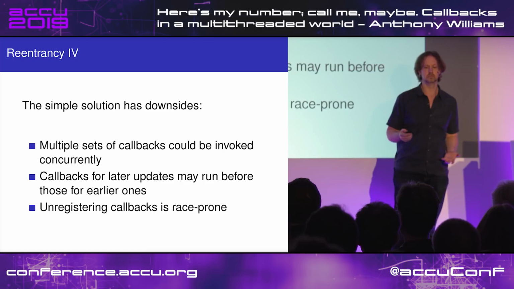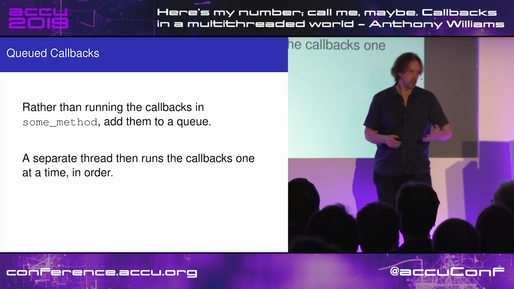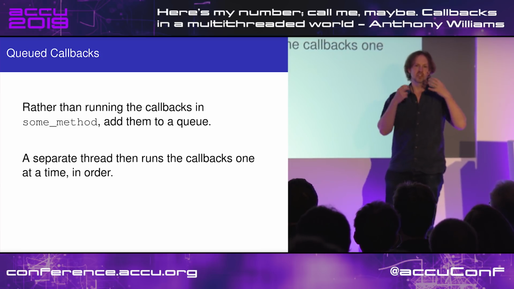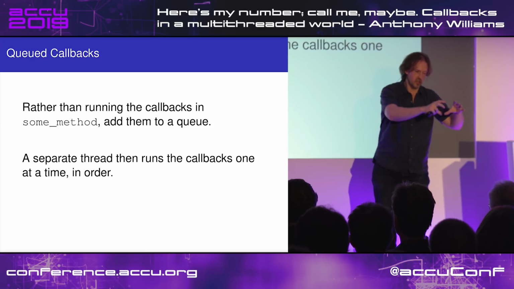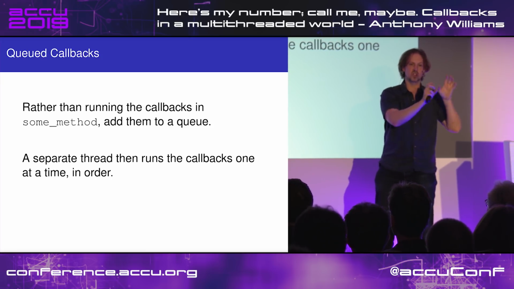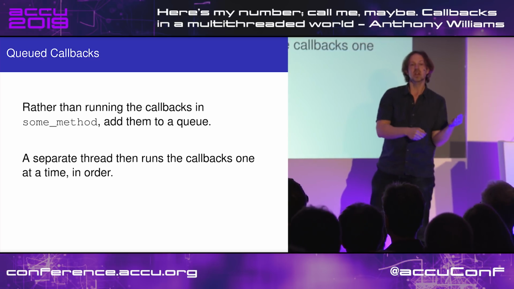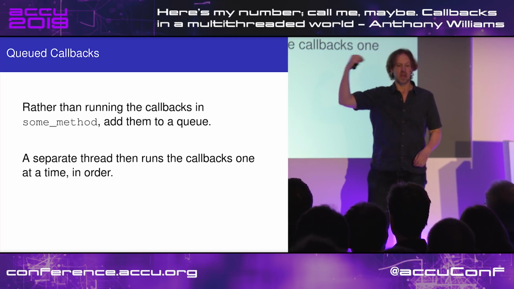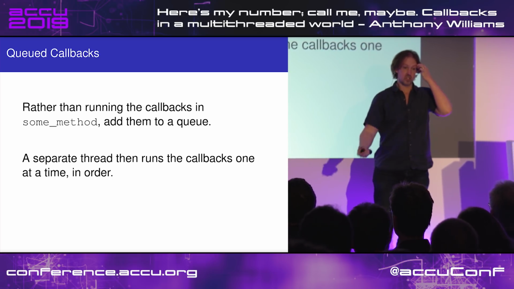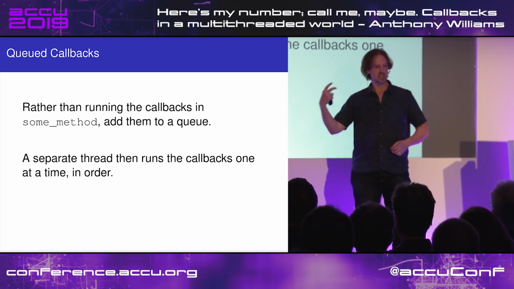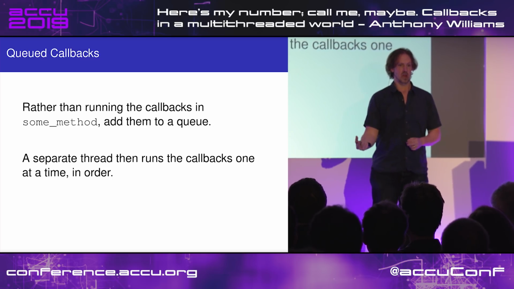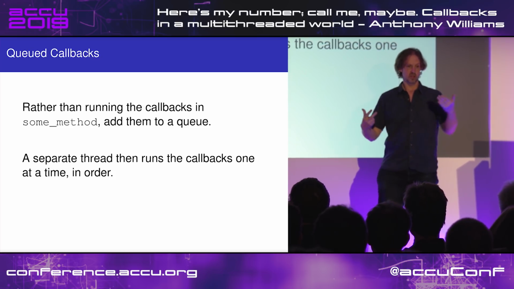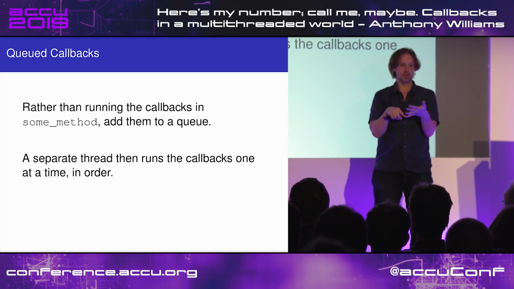What can we do about that? One possible solution is to queue up your callbacks. So you make your modification, and it does something that triggers the callbacks to be run. Rather than calling them right then, it sticks them on a queue and says, I've got these callbacks to run. It then has a background thread or another task registered to the thread pool that runs these callbacks in order. That means you've avoided the out of order problem. You don't have multiple sets running together, because there's only one thread launching these callbacks.